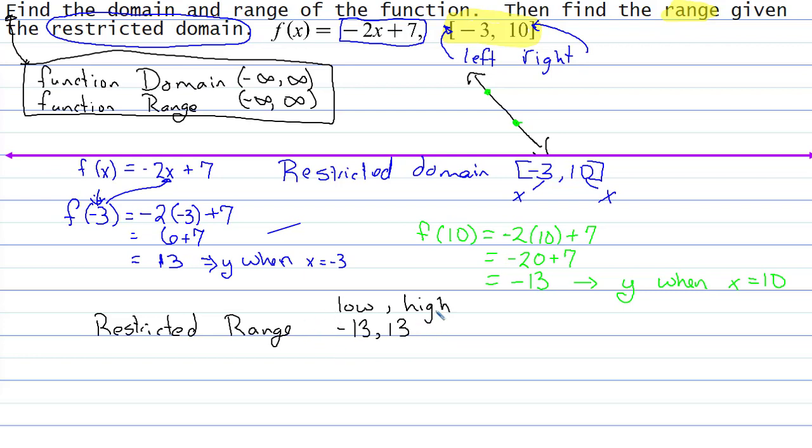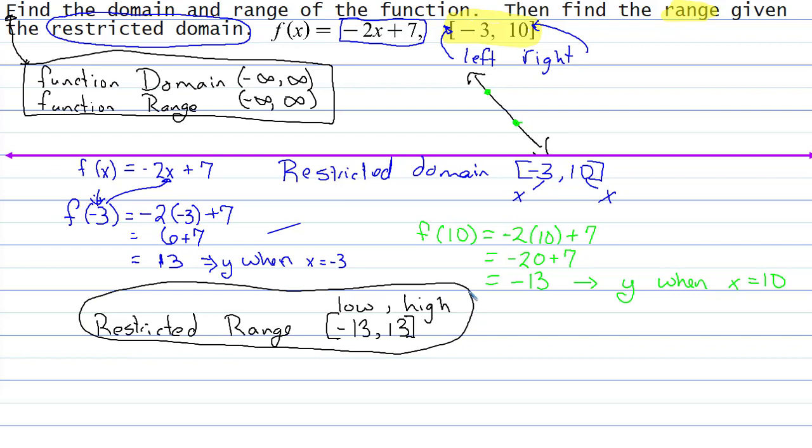Now, I got to figure out what goes around it. Am I going to have brackets like this, or am I going to have parentheses like we had up here? Well, the question is, if I plug in -3, will I exactly be at one of those locations? And the answer is yeah. So I need to have a bracket for that side. If I plug in a 10, will I be at -13? Yes. So if your restriction for your domain has square brackets, your restricted range will also have those square brackets. So that is the restricted range based upon this restriction.